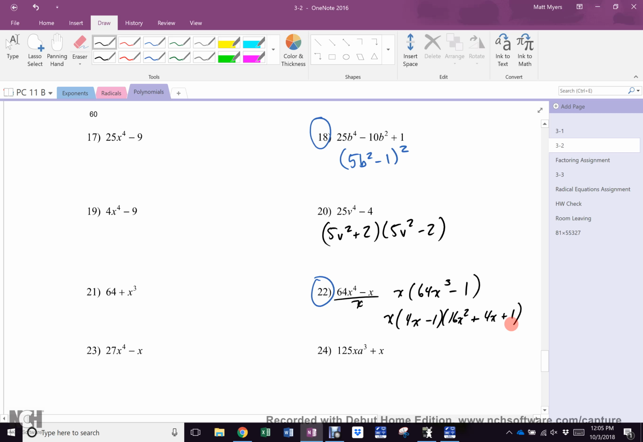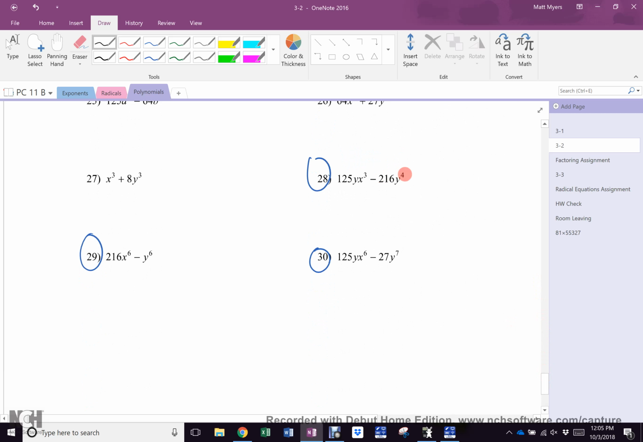Yeah? And what was next? 28, 29, and 30. Well, what do you see there and there? A y. So what happens to it? The y goes out. We bring it out. Y comes out, and I get 125x cubed minus 216y cubed. Isn't that a cube and a cube? Yeah. So you just run it through. 5x minus 6y, bracket, bracket.